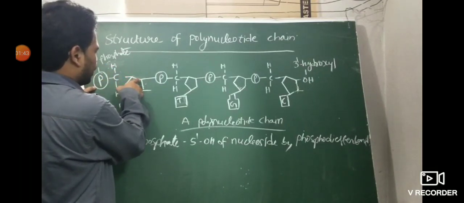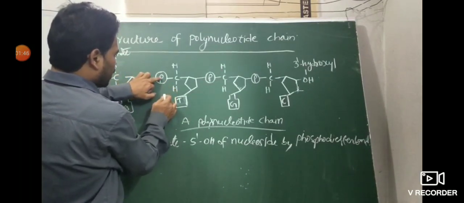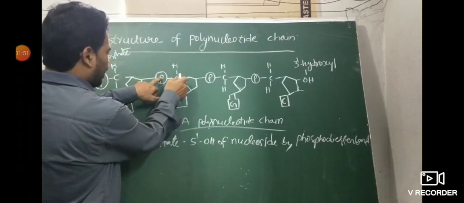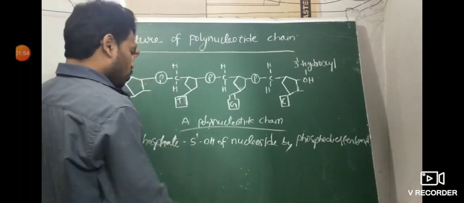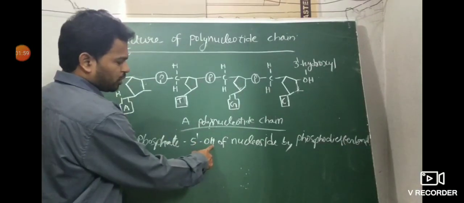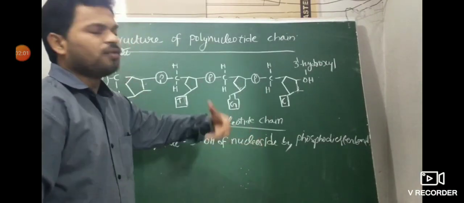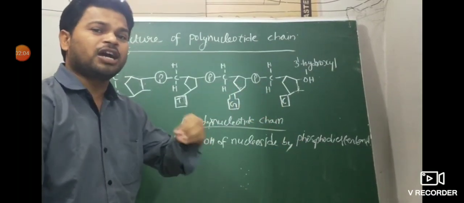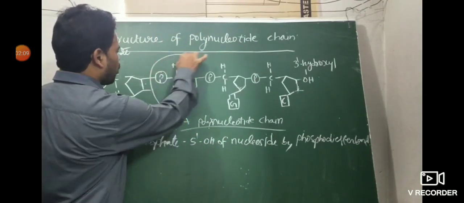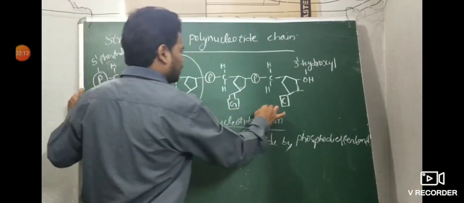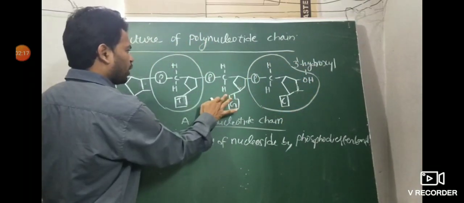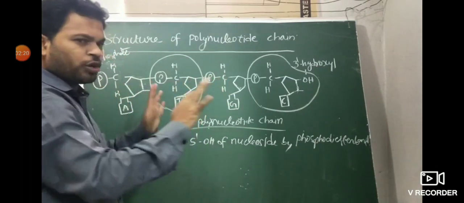Here a hydroxyl group is there. This is exactly where the phosphate group is attached, to the 5'. This is the 5'; the phosphate group is attached to the 5' hydroxyl on this side. So the phosphate group is attached to the 5' hydroxyl of the nucleoside by a phosphodiester bond. Then it is called a nucleotide. So we can see here, this is one nucleotide. These are the nucleotide structures.